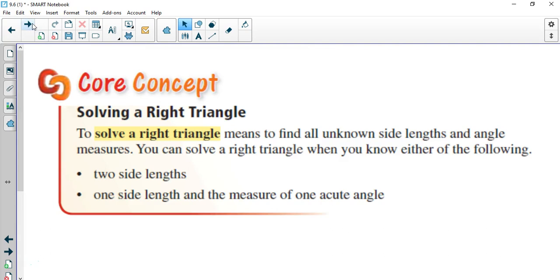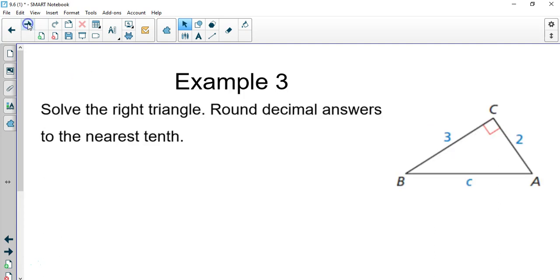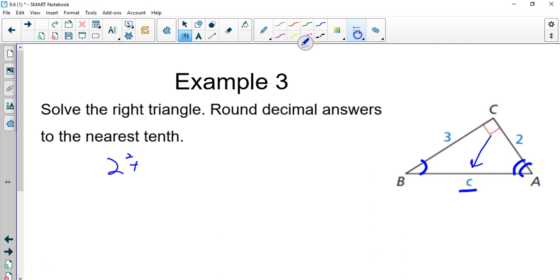Okay, now it says to solve a right triangle, which means find everything that is missing, given the information. On this one, what we need to find is the two missing angles and the missing side. To find the missing side, we're going to go back to our old friend Pythagoras. We're trying to find the hypotenuse, c, so 2 squared plus 3 squared equals c squared. C squared equals 13, so c is the square root of 13, which is approximately 3.6.